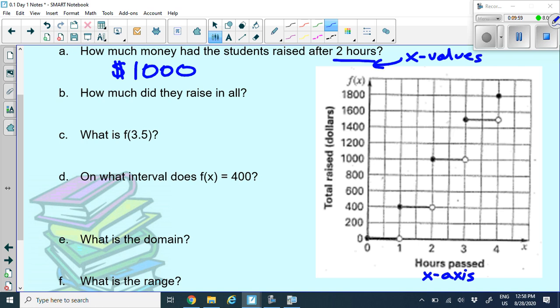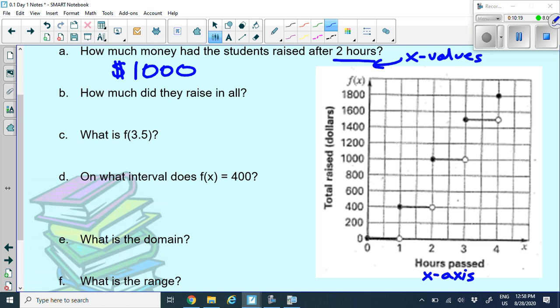Open means that it is not included, meaning it's not included in the graph, or in the domain and range, okay? And closed means that it is included, so it is part of the domain and range, okay? So be careful that you understand open and closed circles.